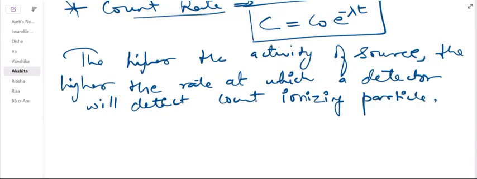Okay. So for the count rate, the formula is C equals C naught e to the power minus lambda t. C is the count after time t. C naught is the initial count when we started the activity. Lambda is the decay constant. T is the time taken. This is exponential. Anything else? No, ma'am. Write it down.